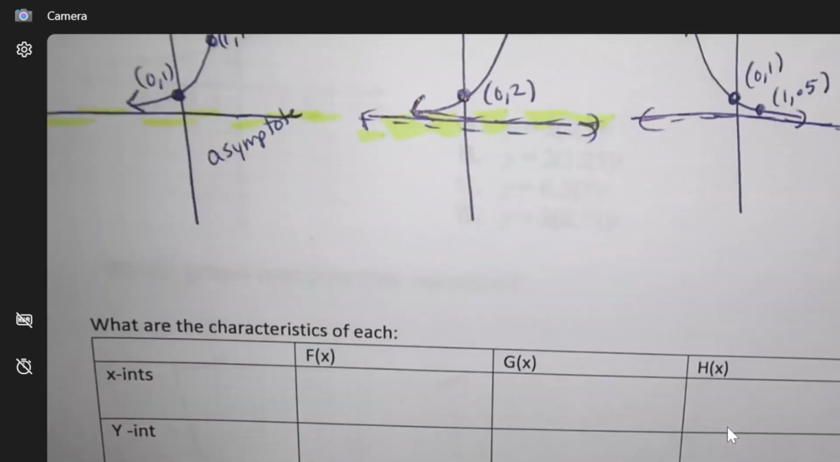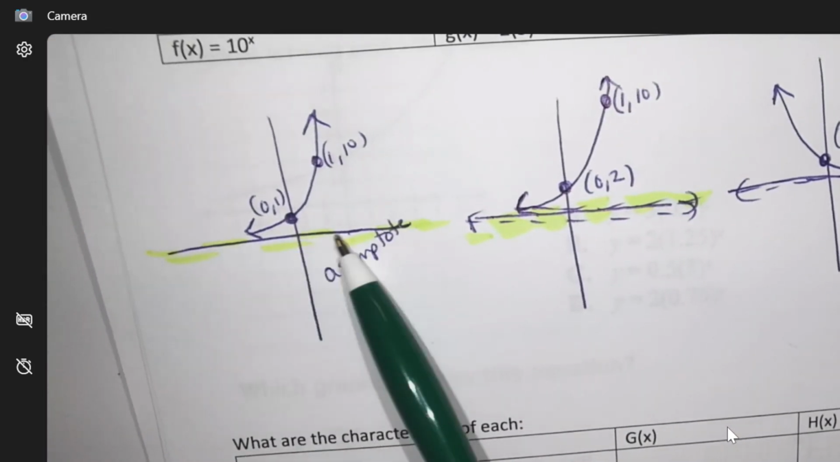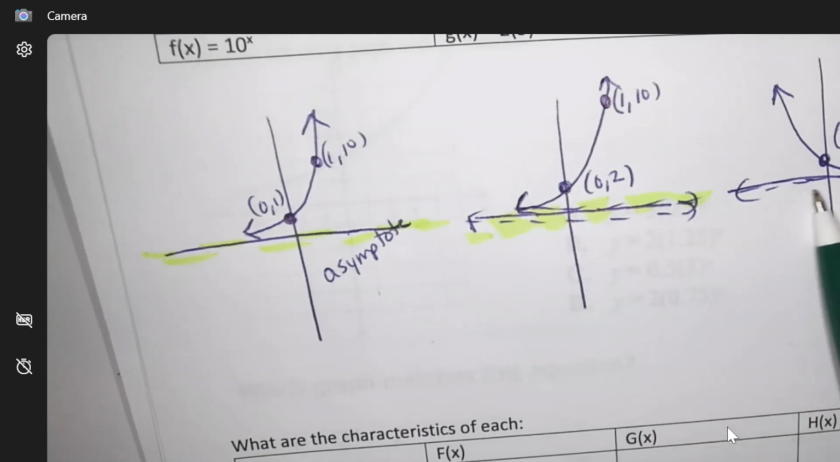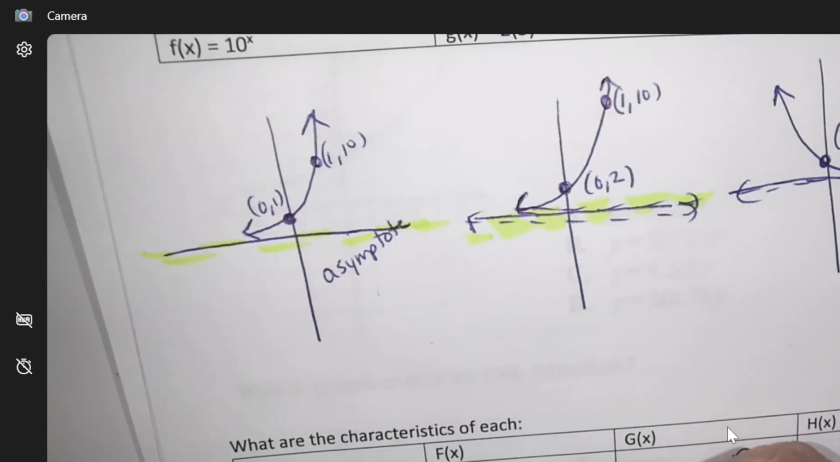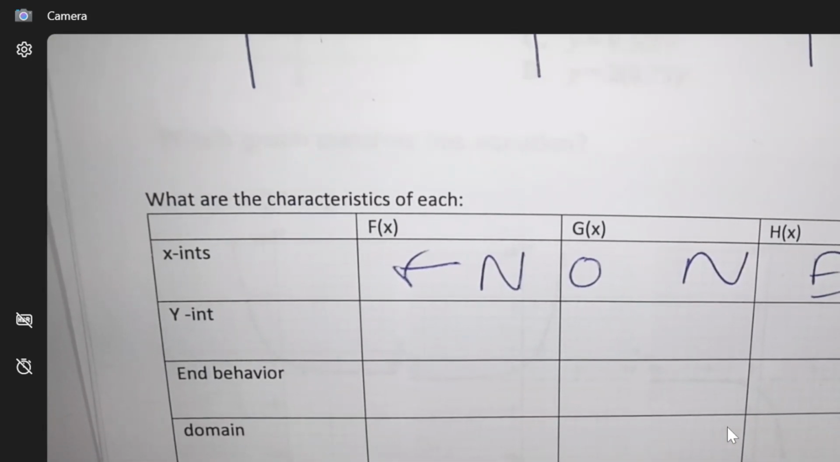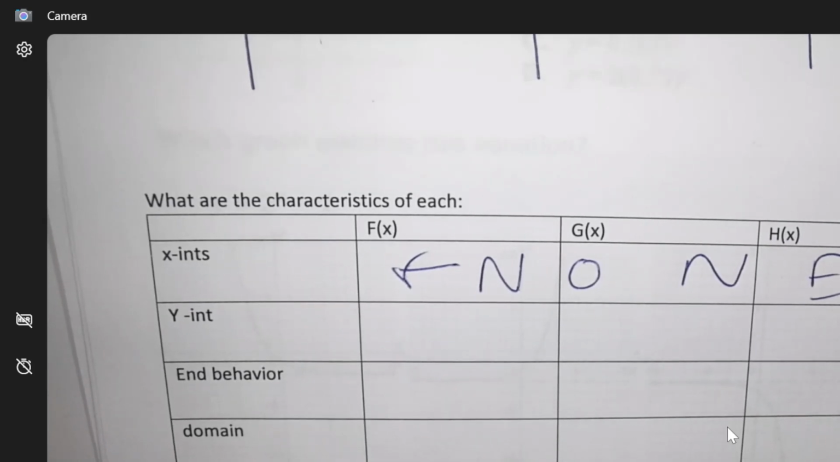So what are the x-intercepts? So where is it crossing this line? It doesn't, so guess what I'm going to write? None on all of them, right? None of them. There's that asymptote there, so none of them ever crossed. What if it's not an asymptote? These will always make an asymptote. Okay, yeah, so in this unit, there'll always be an asymptote.